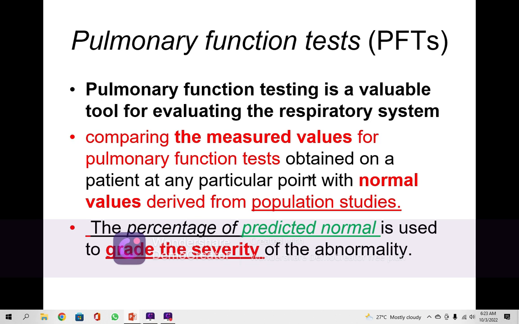What you do is use population studies derived from geographical areas, Karachi, Hyderabad, etc. The percentage of the predicted normal is used to grade the severity of the disease: how much it is increased or decreased relative to the predicted normal. So this is what you mean by the predicted, just like PT-INR. A very good example is INR.